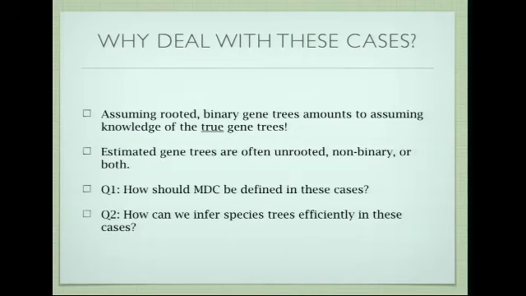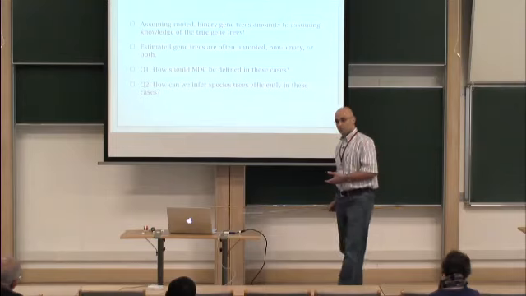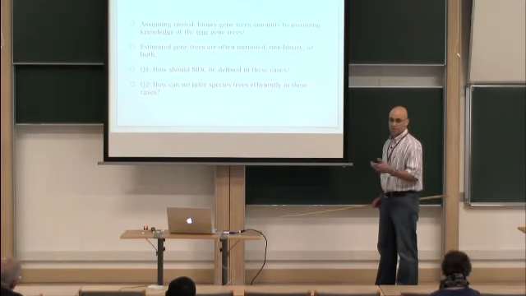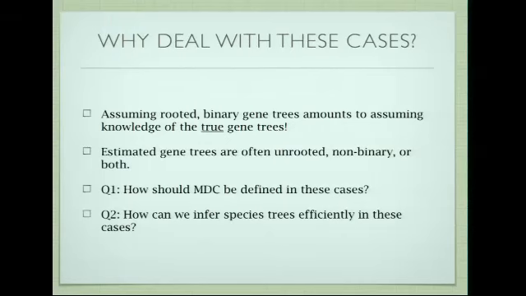And for the non-binary gene trees, biologists, when they construct gene trees, usually follow up with some sort of processing where they remove branches of low support. When you remove or contract branches of low support, you end up with gene trees that are non-binary. So the question is, if you are given a set of gene trees that may be unrooted, or non-binary, or both, how do you first define the MDC criterion? And second, how can you infer the species tree? You can imagine that this cannot be easier than the binary case.